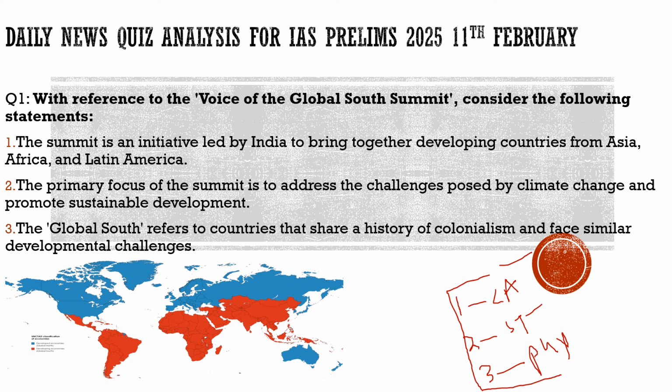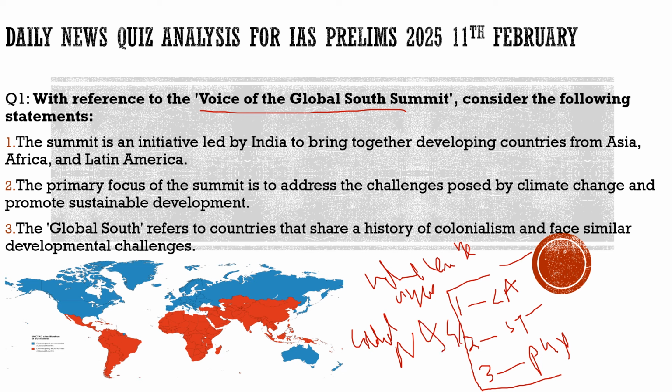Now with this, let us start with the first question. Here, as you can see on the screen, the question is about the Voice of the Global South Summit. So you may ask me a question here, sir, why this question? The reason is, in today's newspaper there was an article in The Hindu which talked about how India can be a bridge between the global south and the global north.